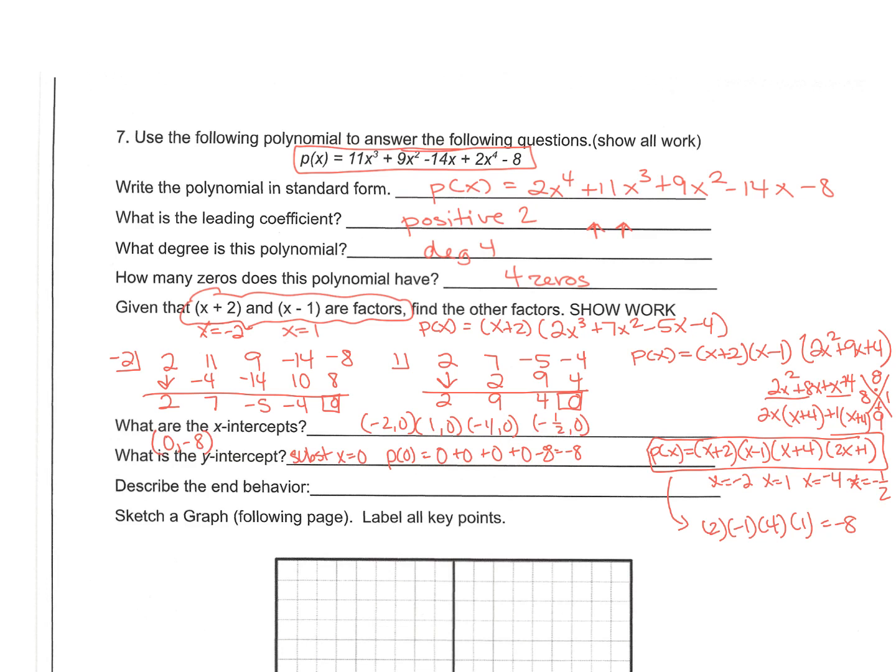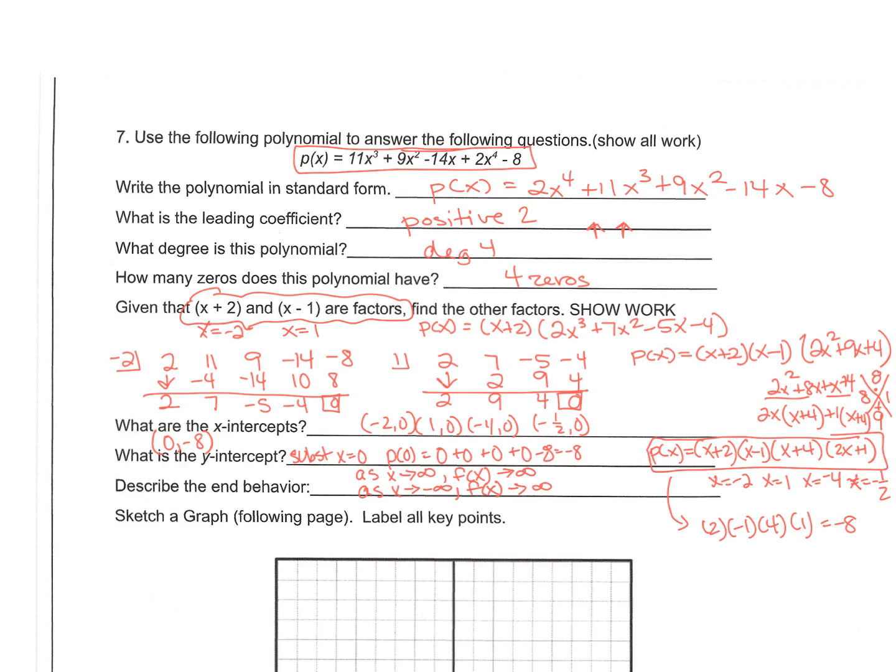Describe the end behavior. So it's 4th degree and positive. So I know my end behavior is up, up. So as x goes to infinity and gets really large, my y values, f of x, also go to infinity and getting really large because it goes up. And as x goes to -infinity, my y values are also, well, not also, but my y values are going to infinity and getting really large.